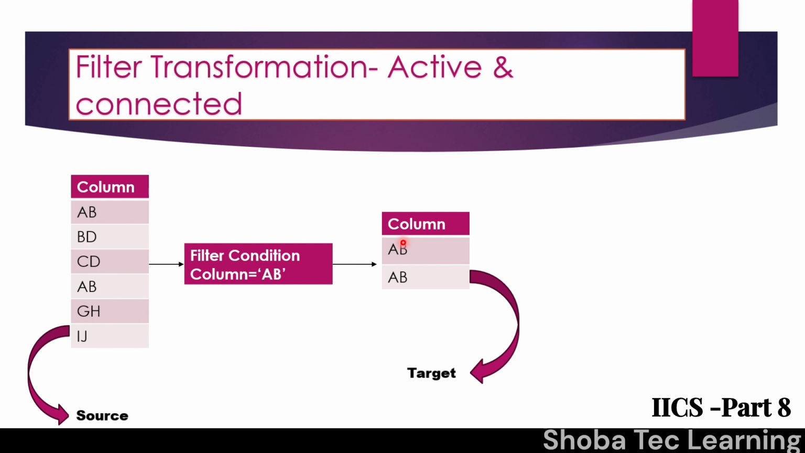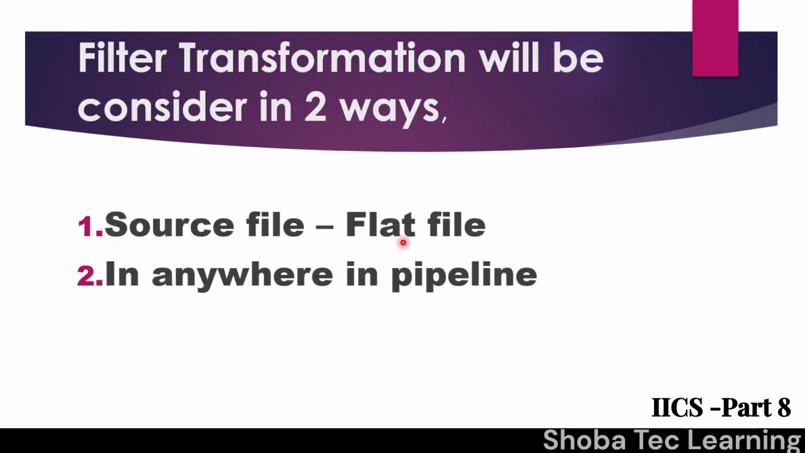This filter transformation can be used in two ways. Whenever the source is a flat file, we don't have the query option in the source qualifier itself, that is, filter and sorted are not present. That's the reason we use the filter transformation for flat files. And also, anywhere in the pipeline, if I want to use filter conditions, we can use the filter transformation.